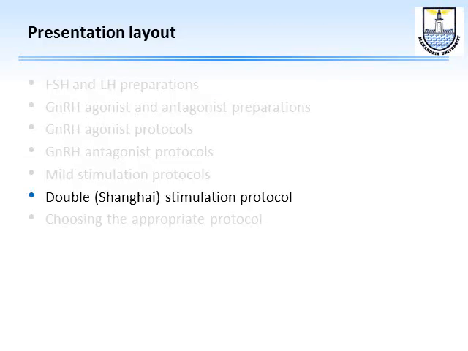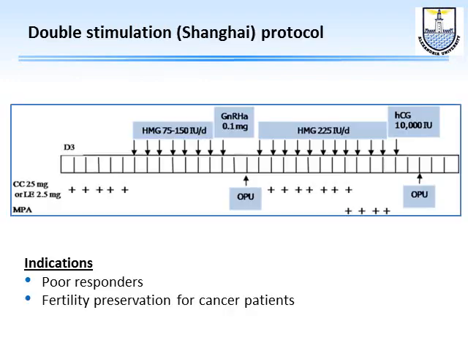And finally, we come to the double or the Shanghai stimulation protocol. Meaning what? In this protocol, the patient is stimulated, as you can see here, twice. She is given HMG, and in this particular case, triggering was done by GnRH agonist, and ovum collection was done. But then we asked the patient to wait for 2 days and come back and have some more HMG, until the follicles again are big enough, and then we trigger again. In this case it was triggered by HCG, and then we do our ovum pickup.